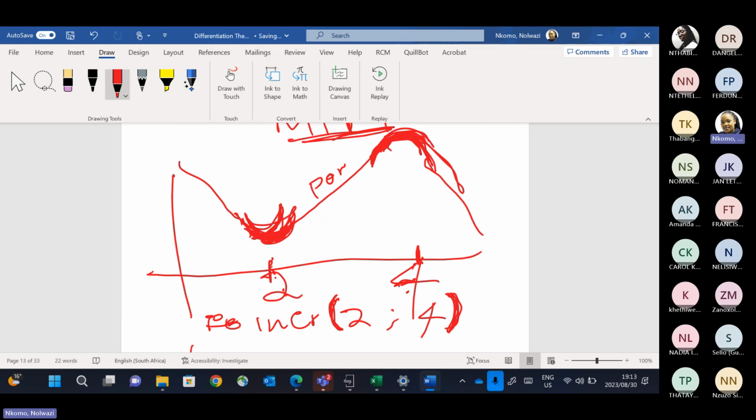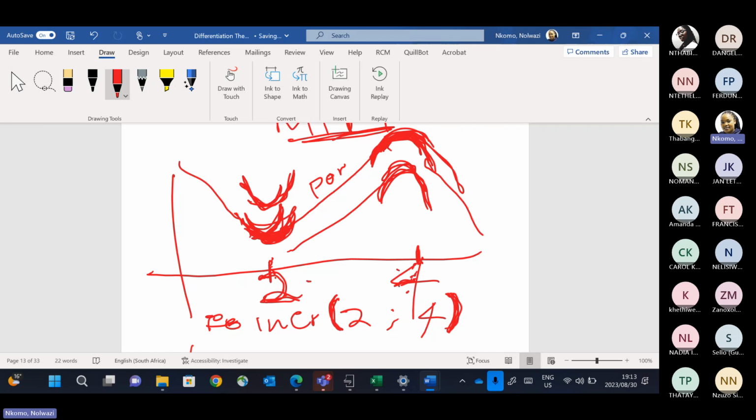Okay. I know that for this point to be a minimum, it has to give this shape. And this point, for it to be a maximum, it has to form this shape. And then you connect these two.